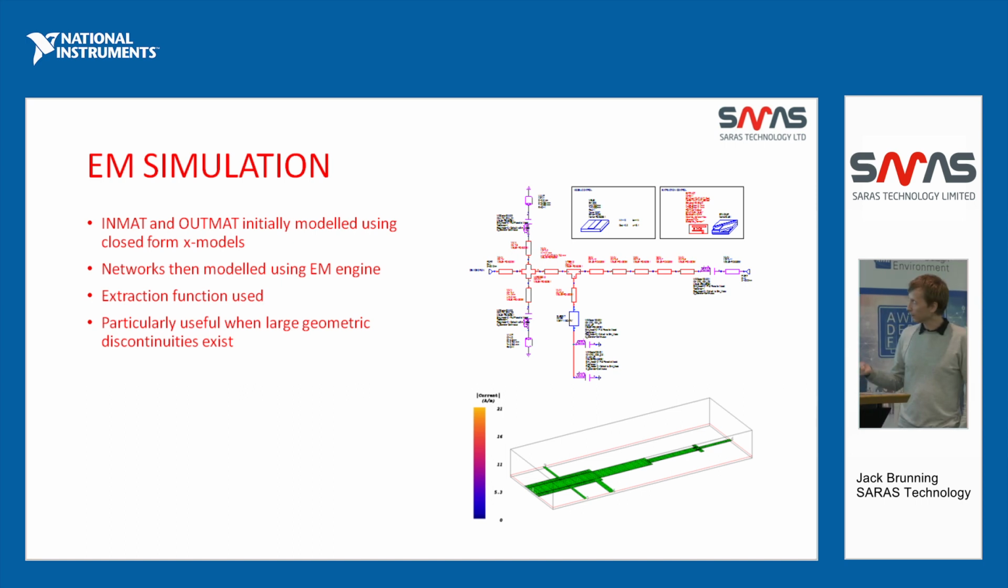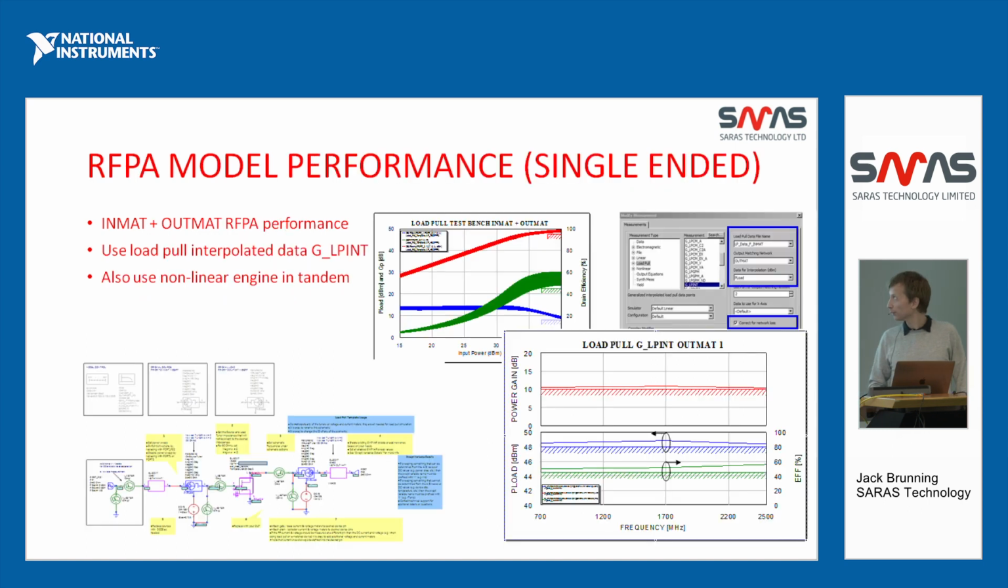So this is the EM simulation now. This is the output matching network. The same was done on the input. I've not shown it here. So we extract the X model transmission lines, and we run the EM. There was actually a very good agreement there between the EM and the circuit model. So now we put this output matching network back into the model. We've got the input matching network, we've got the transistor model, we've got the output matching network. Run the amplifier model again.